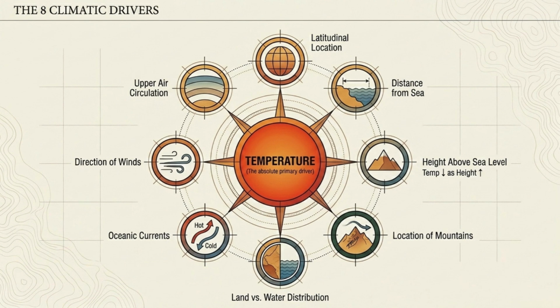Rajasthan's climate is influenced by 8 distinct climatic drivers. These include latitudinal location, distance from the sea, height above sea level, and the location of mountains. It is also shaped by the distribution of land versus water, oceanic currents, the direction of winds, and upper air circulation. However, the absolute primary driver tying all of these together is temperature.